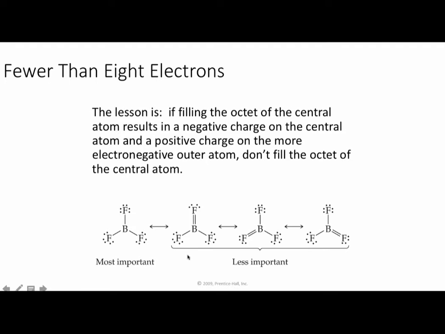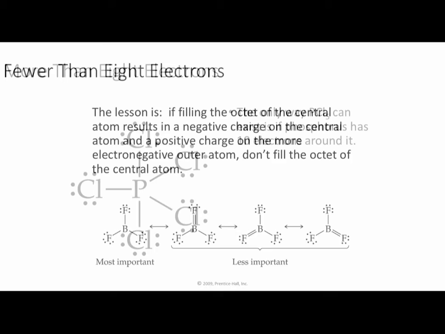So, rule of thumb: if filling the octet of a central atom results in a negative charge on the central atom and a positive charge on the more electronegative outer atom, do not fill the octet of the central atom. The two examples again are beryllium and boron. Hydrogen, I guess it's 3.